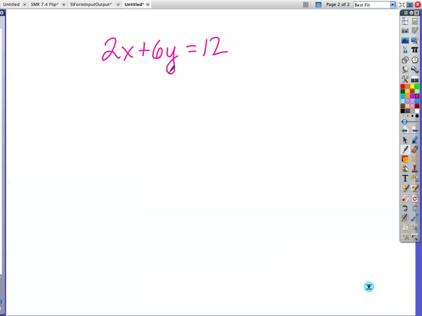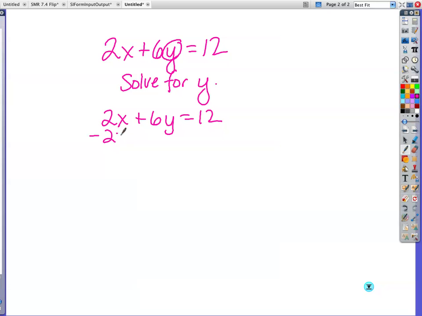This is called standard form. We're going to study that a little more on Wednesday. But I would say solve for y. Let's make it look like what we're used to looking at. If I want to solve for y, then I'm going to have to subtract 2x from both sides. Okay? So minus 2x and minus 2x.